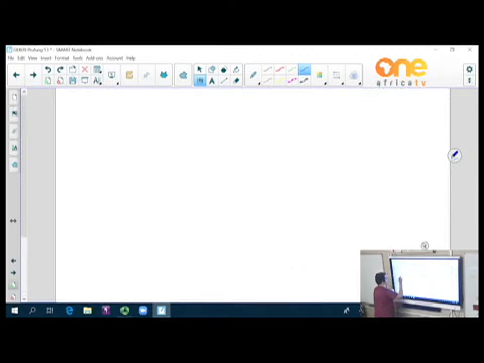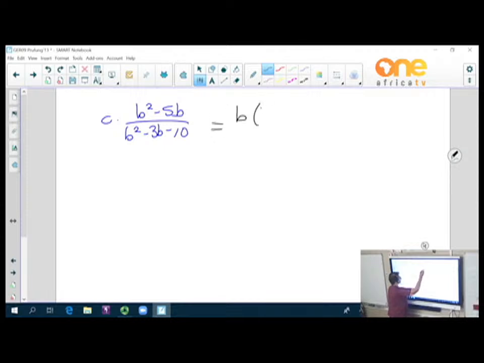Question C. b squared minus 5b over b squared minus 3b minus 10. I need to factorize. What is it? The top one is highest common factor. Remember, we always look for that. So it is then b minus 5.